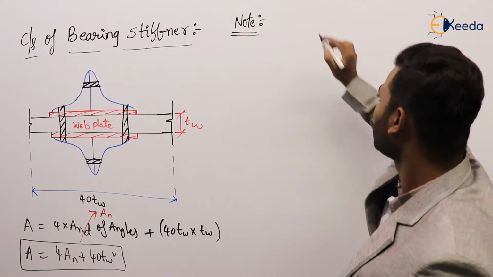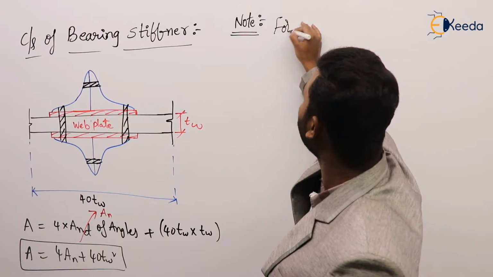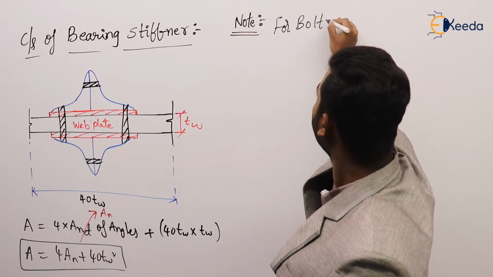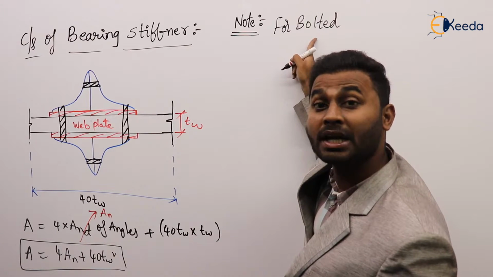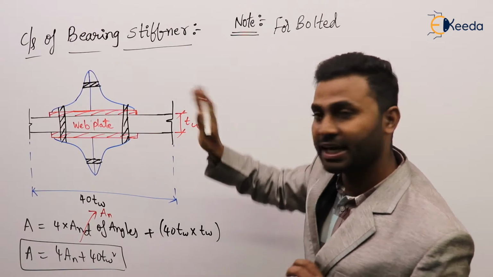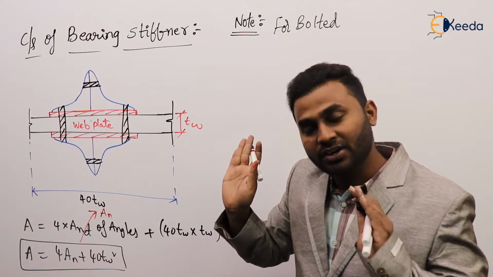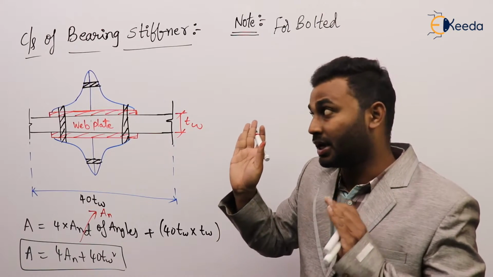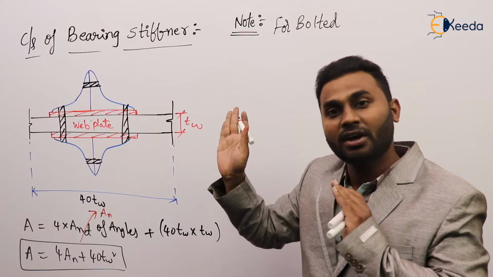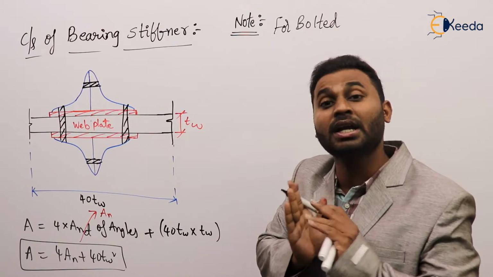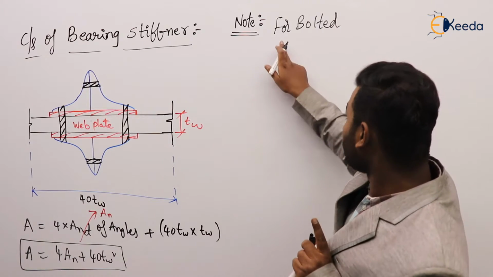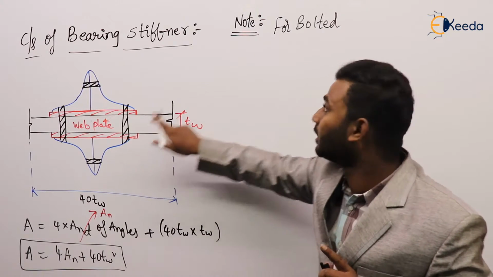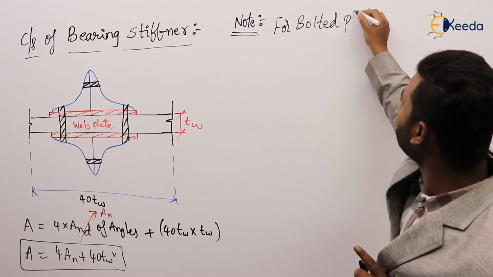Clear? So both bolted plate girder and welded plate girder we have seen in the diagram. As we have discussed, at the beginning of the plate girder itself, we have drawn the diagram. There I have clearly shown the bolted plate girder and welded plate girder. Clear? So this is obviously a bolted plate girder.